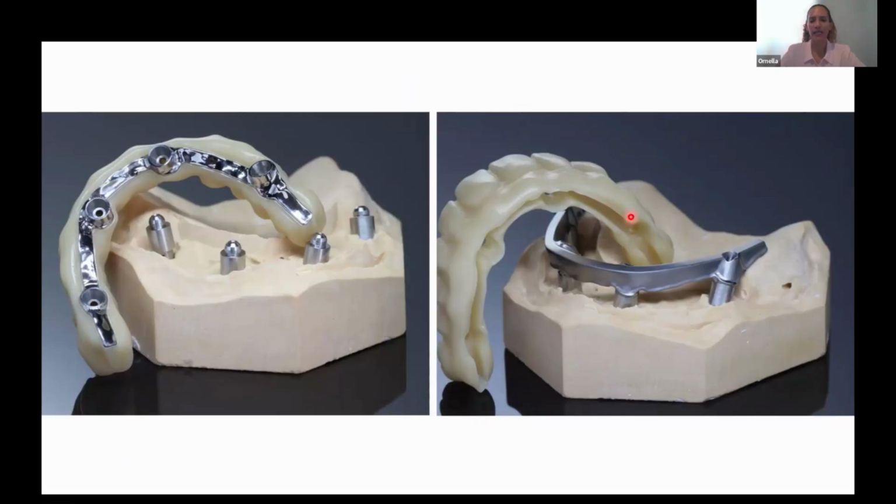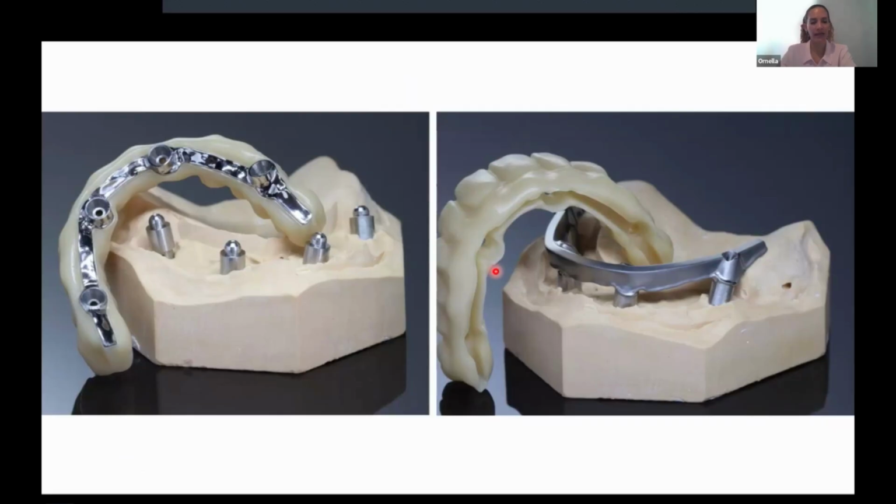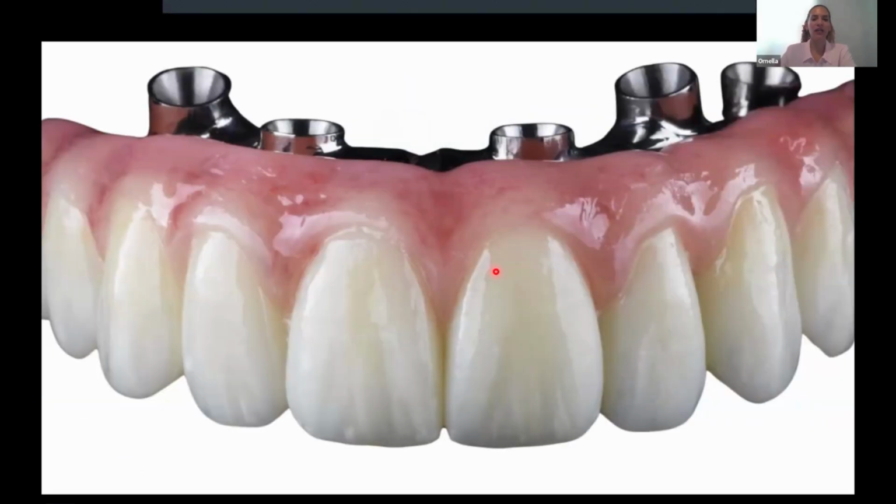Then here we can see already the bar designed, okay? Also the upper, so we have the primary and the secondary already. This is made with Blender software. And then we have finished, okay? In this case, we use conventional acrylic for the pink gingiva, and then we stain the graphene a little.